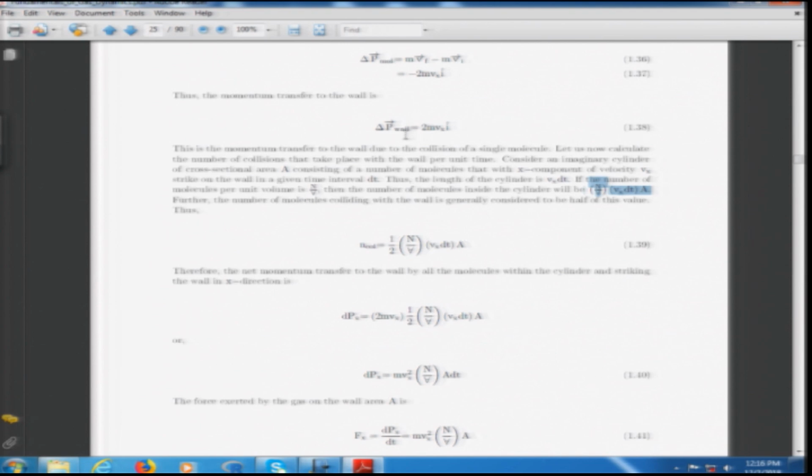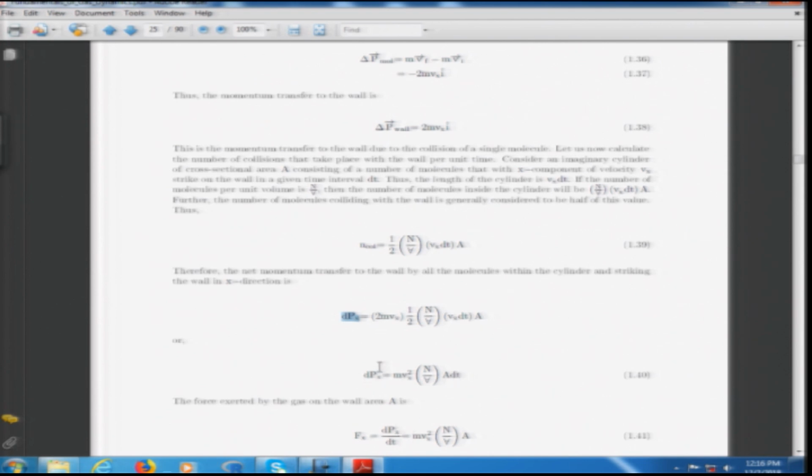What we have calculated here, delta P, was 2 mvx, that is the x component of the linear momentum change, the momentum transferred to the wall. Then we can say dpx is equal to 2 mvx times 1 by 2 n by volume Vx dt into A, which is obtained because the 2 and 2 cancel out, and then we get dpx is equal to mvx square n by V A dt. Now, since A is the area where the force is exerted, the force can be written as dpx by dt.